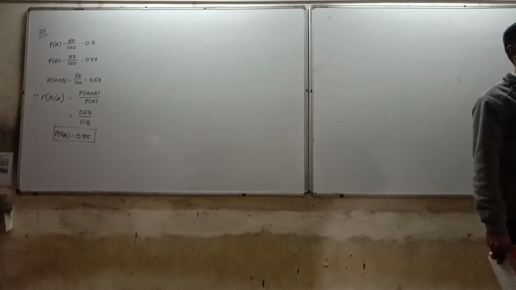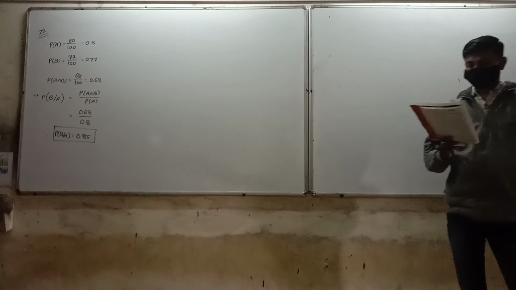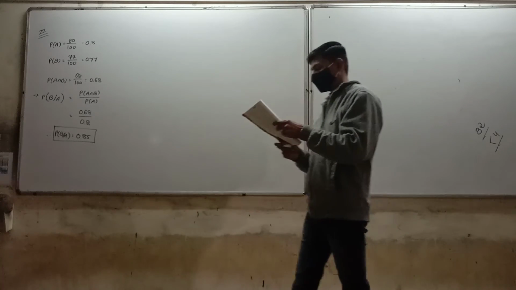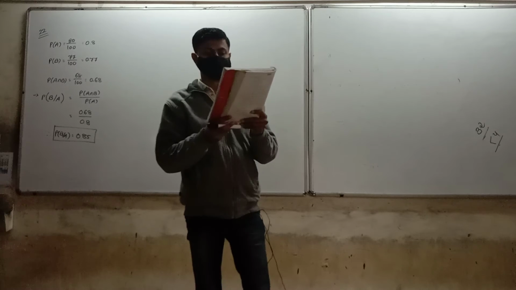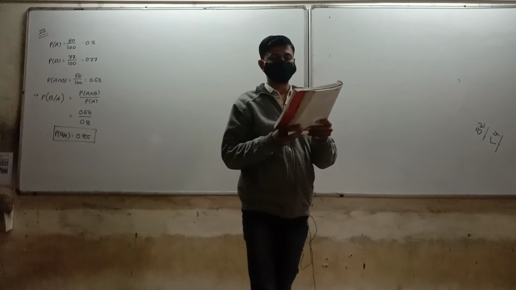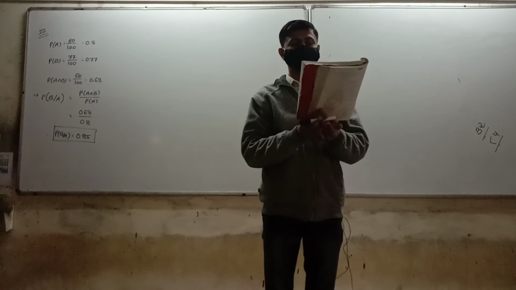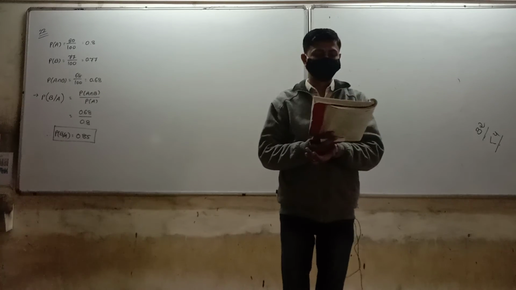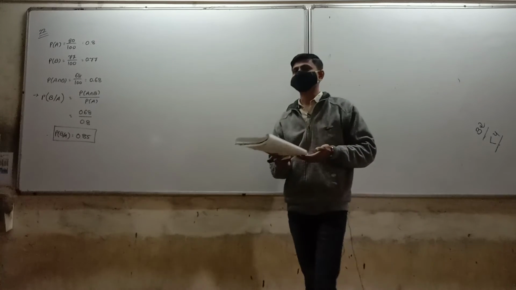Last question for Section C. As per the prediction of the Weather Bureau, the probabilities for rain on 3 days, Thursday, Friday and Saturday, in the next week are 0.8, 0.7 and 0.6 respectively.